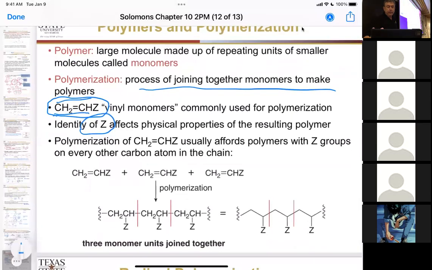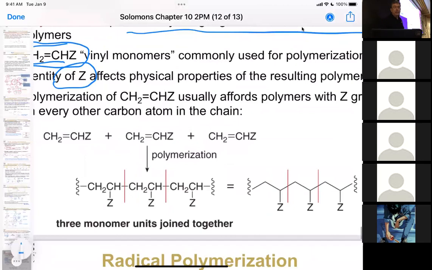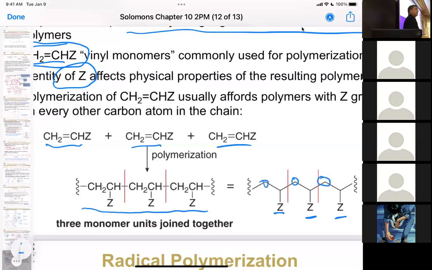So let's look at that in a little more detail. We're going to take this monomer and add it to this monomer and add it to this monomer, and what it ends up looking like is a chain that just keeps going and going. If we look at where those Z's are, they're going to be in the same place all the way along the chain, always spaced 1 CH2 apart. So it's a regular structure. It forms one way, in a regular structure, so it must have something to do with the mechanism. Let's look at what's happening here.